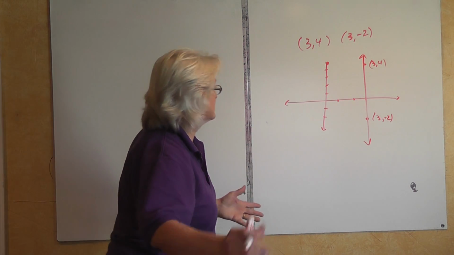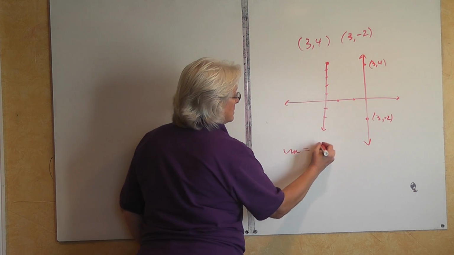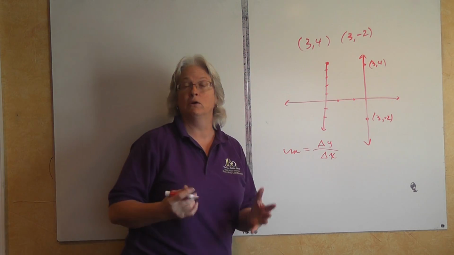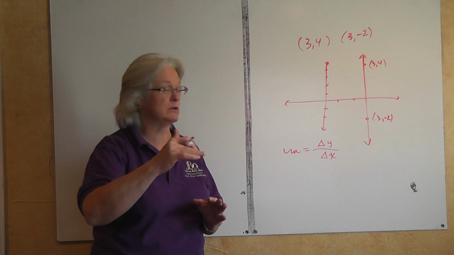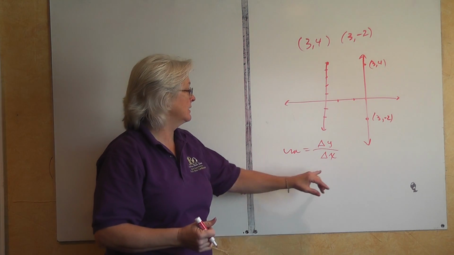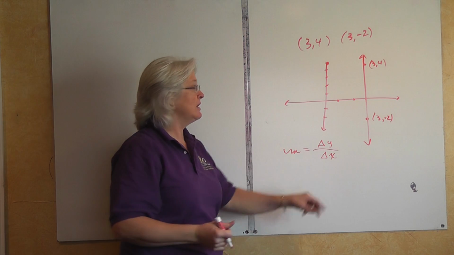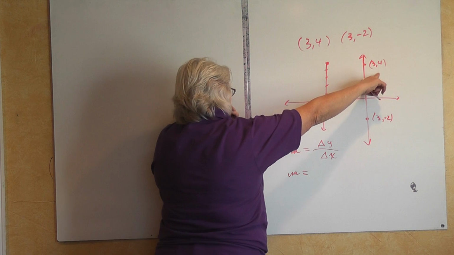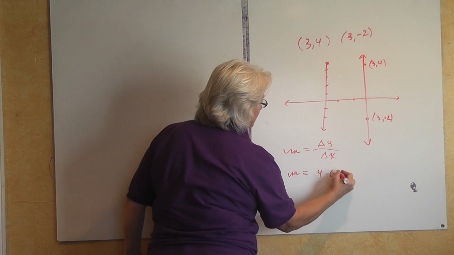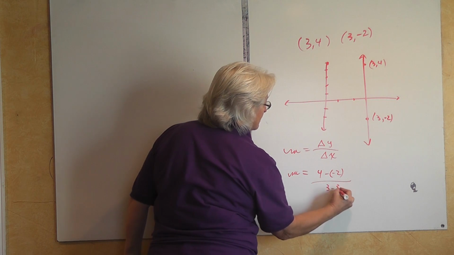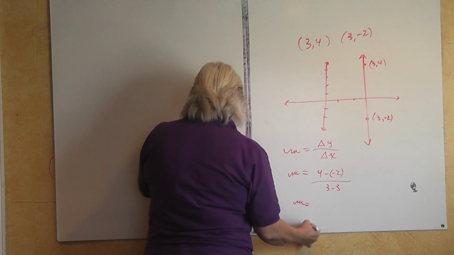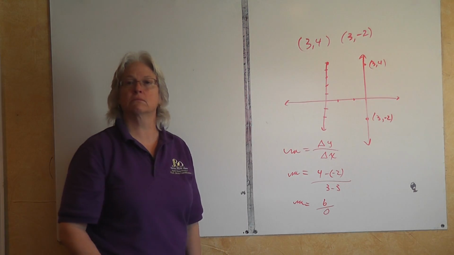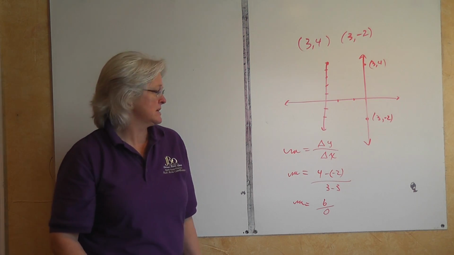Well, what happens when we're doing slope? Isn't our slope the change in y divided by the change in x? You notice I changed from rise over run, vertical change, horizontal change, different ways of saying the same thing. What's the difference in our y values? I'll just pick this point here. 4 minus a negative 2 divided by 3 minus 3. The slope is 6 divided by 0? Is that 0? Is it what?